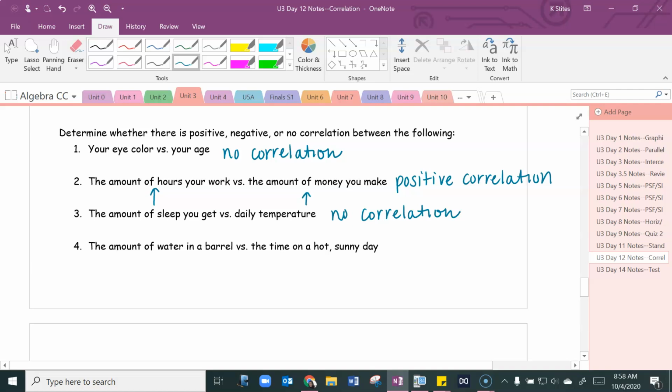Amount of water in a barrel versus the time on a hot sunny day. So all right, think about this one. The longer that barrel stays out there, what's going to happen to the water? Well, it's going to start to evaporate, right? So the amount of water is going to go down. See how our arrows are going opposite directions? This means we have negative correlation.